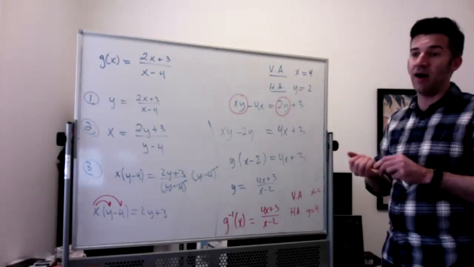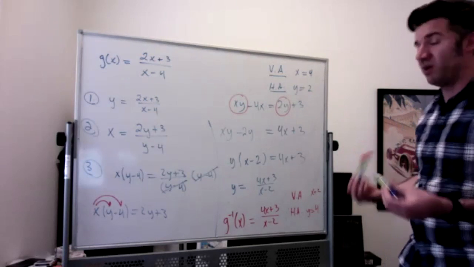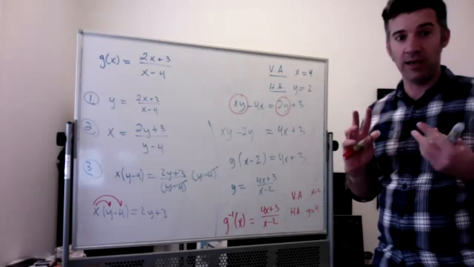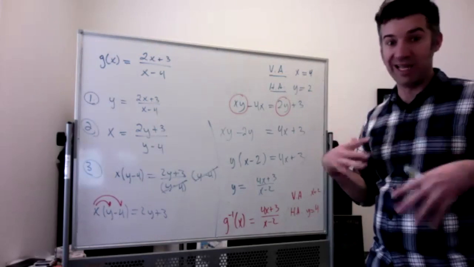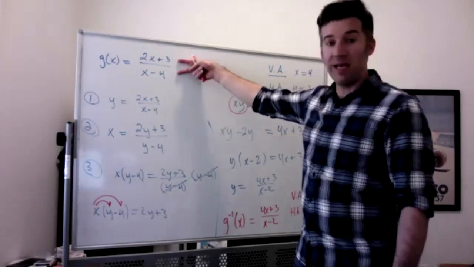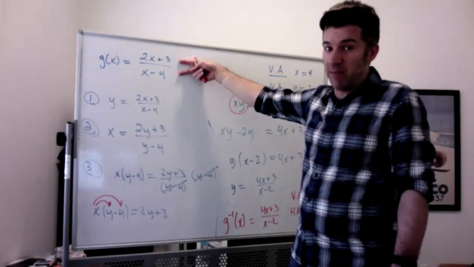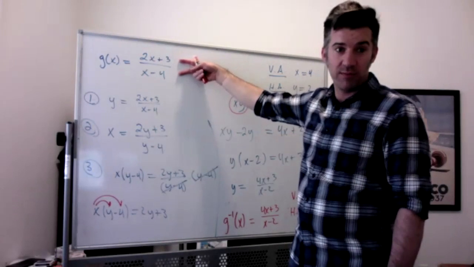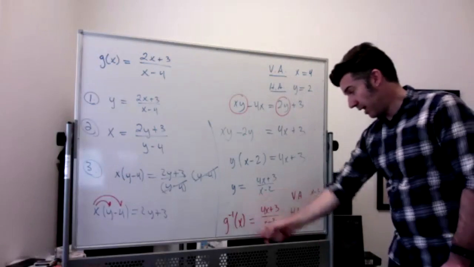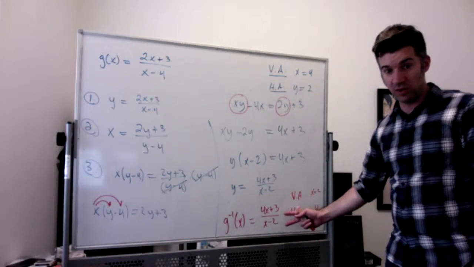What I'm really saying here is that when you interchange x and y, you swap the domain and the range of a function. So this function has a domain that includes everything except for 4, right? Because x can't equal 4. This function has a domain of everything except for x equal to 2.